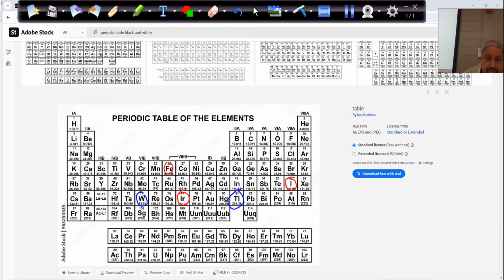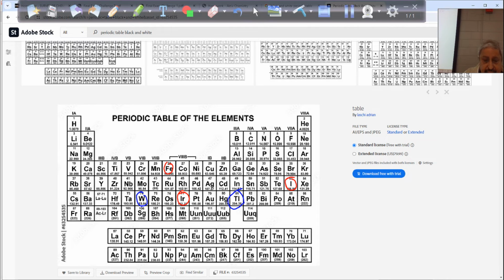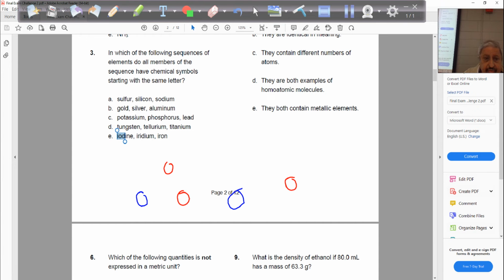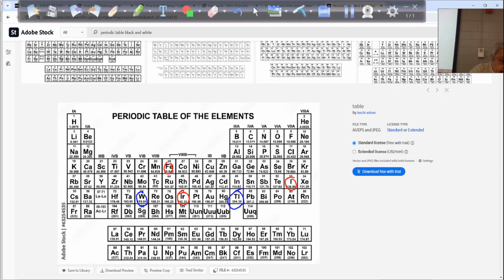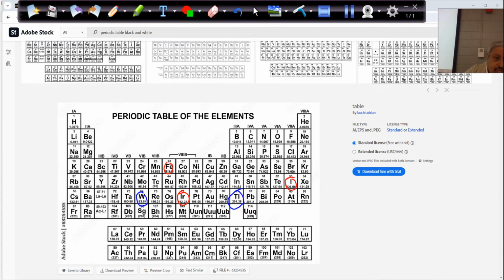Tellurium, and what? That's the last one. Which one? Titanium, correct? Yeah, titanium is here. Okay, but you have to look at the sequence. The good sequence will be whether reverse or not. Titanium will come first. This is 4B, and then 5B, 6B tungsten, and tellurium is 8A. So if you look at this, that's one.